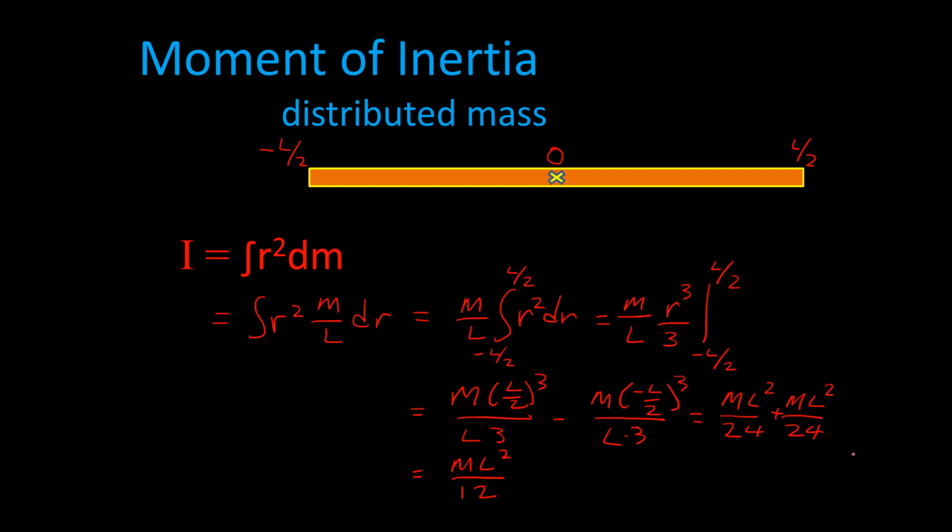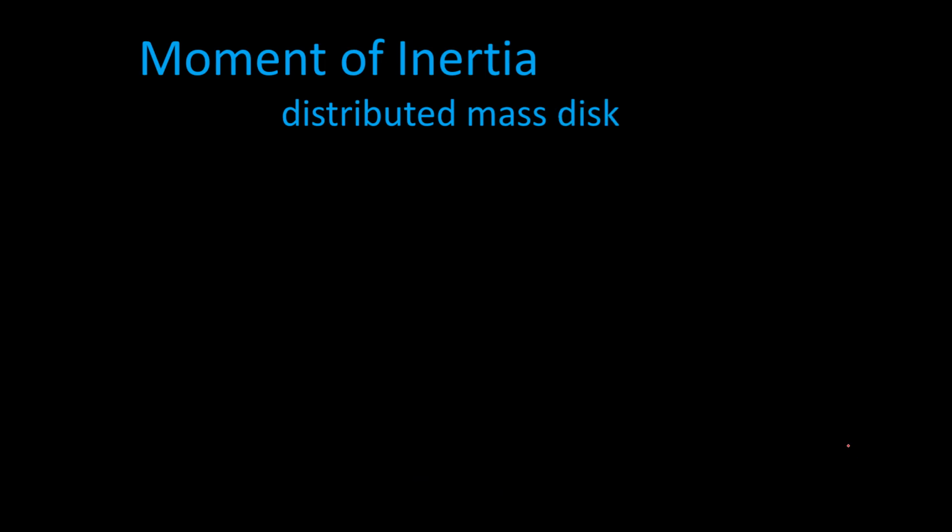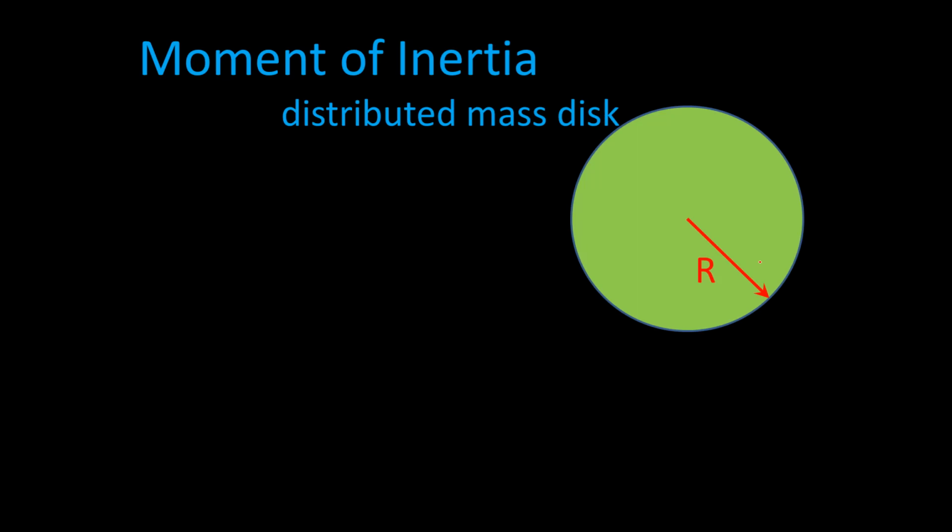Let's take a look at another distributed mass, and that would be for a disk. So let's say we have a disk of radius r, and what else is special about this? We're going to say that the mass is uniformly distributed over this, and we're going to try rotating it about the center. So now we have that same relationship, that the moment of inertia is equal to the integral of r squared dm. But now we have to figure out what dm is for a disk.